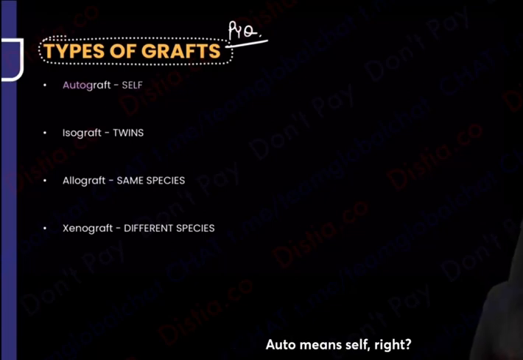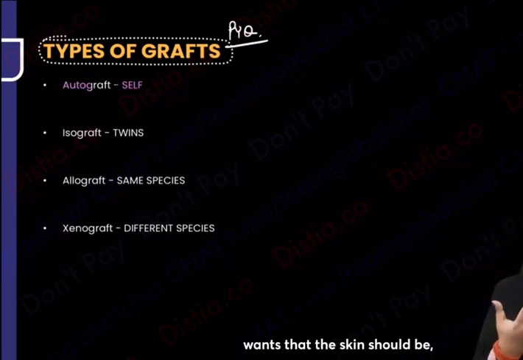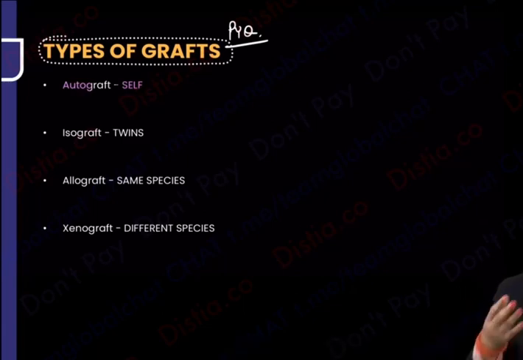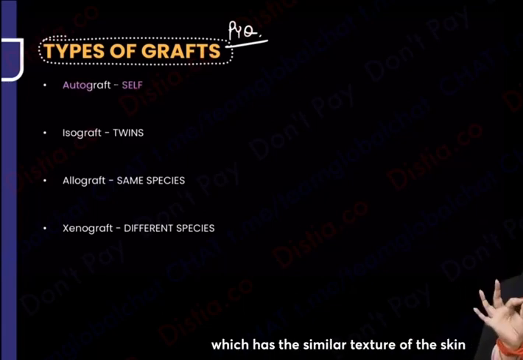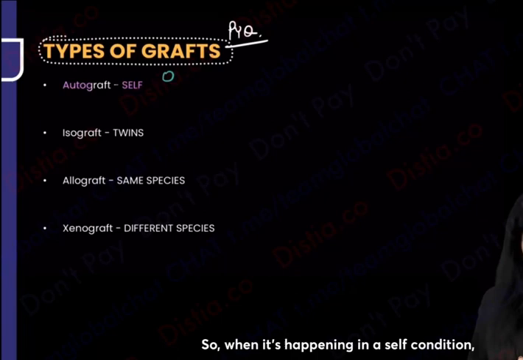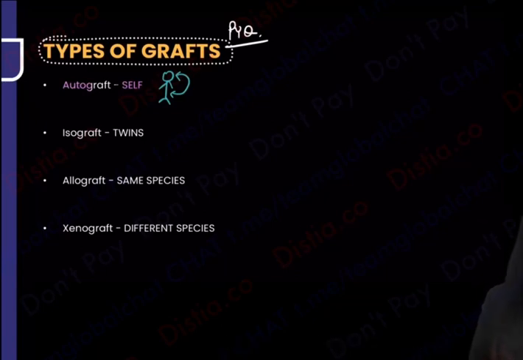Auto means self, right? So now, for example, there's a person who suffered from burns. There are burns on the face, and the person, because of cosmetic reasons, wants a grafting of the skin done. So where do I take the skin from? I can take the skin maybe from the thigh or from any other part of the body which has a similar kind of texture to the skin that is present on the face. So basically, I'm doing it from one part of the same person to the same person. So when it's happening in a self condition, from the same person to the same person, that is auto, self-grafting. What is iso?